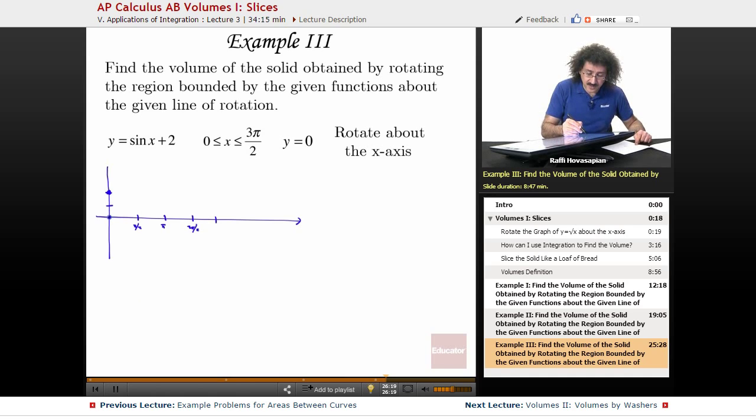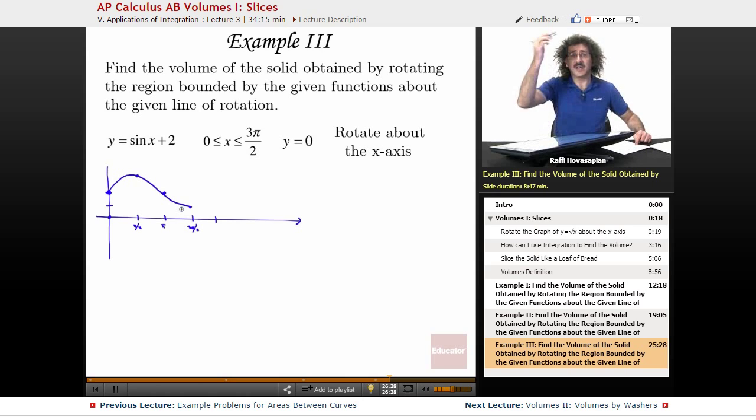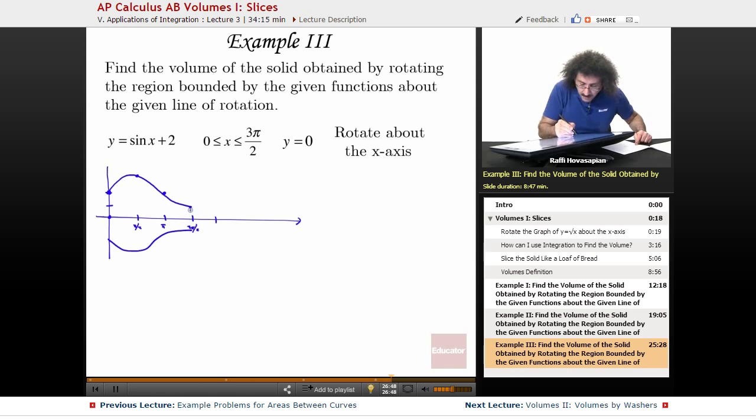Well, it touches 0 here and 0 here, so it goes up by 2. At pi over 2, it goes up to 1, so now I'll go up to 1, and then I'll drop down here, 1. So my function is going to look like this. This region I'm going to rotate around the x-axis. Therefore, I'm going to get a region that looks like this. That's my solid.